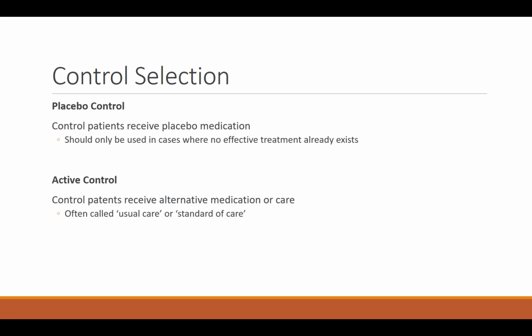An active control is giving patients an alternative medication that is best in class or usual care, which means that although there's no medication, say an antidepressant versus psychotherapy, psychotherapy is best usual care outside of a medication.